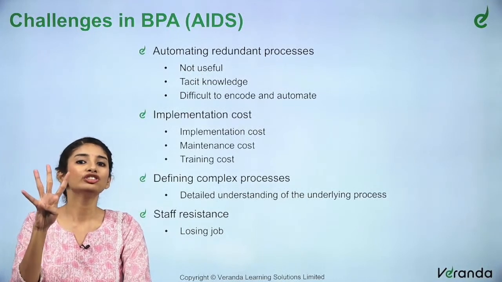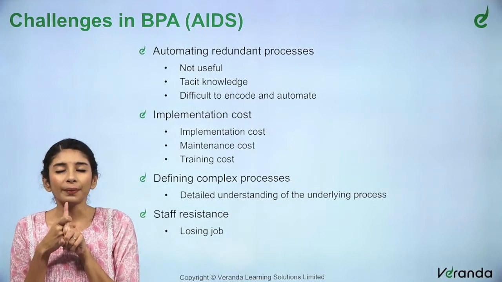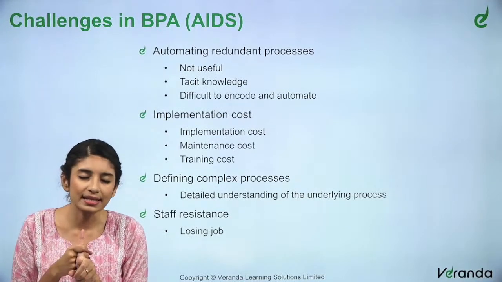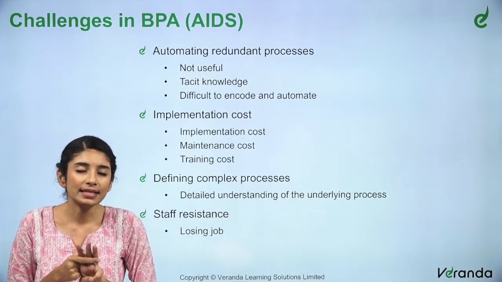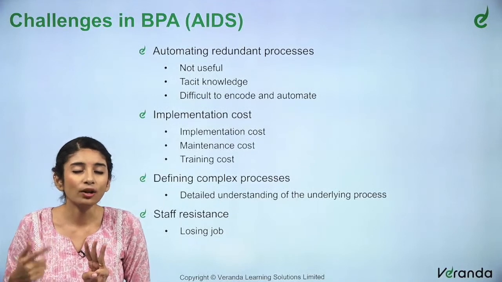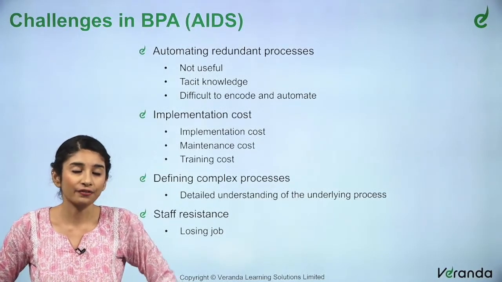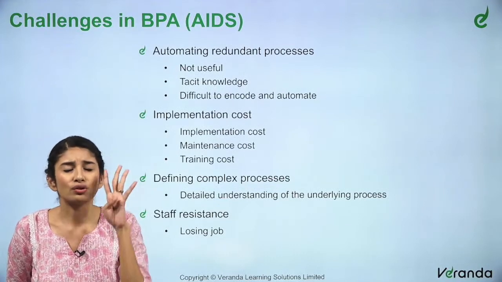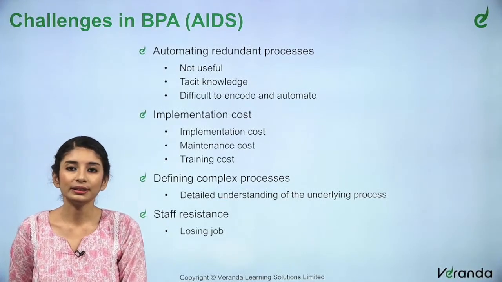So, four things in challenges in BPA, AIDS. A for automating redundant processes. I, implementation cost. D stands for defining complex processes, and S stands for staff resistance. So four points in my challenges in BPA. Clear? Challenges in BPA.